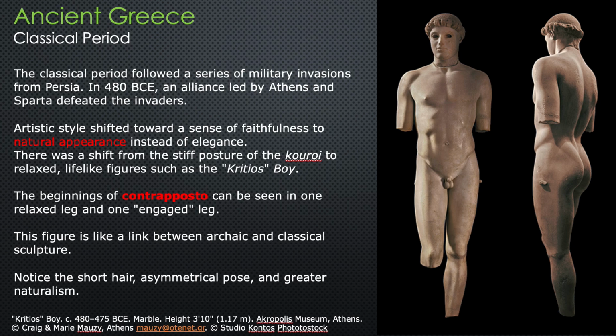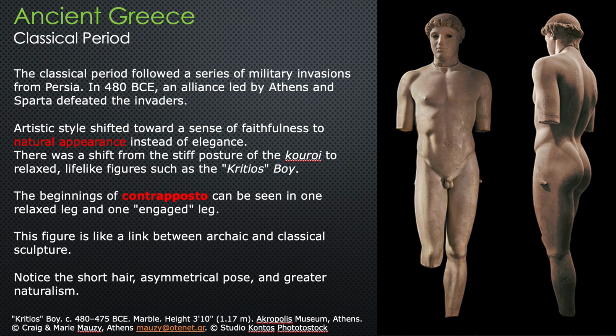So, first of all, we're going to notice some differences. One is that his hair is short. He still has the archaic smile. His eyes have been treated differently. He had an inset eye, probably of some stone or a seashell, that would have made him look a little more naturalistic. And his body is carved slightly softer, slightly more naturalistic.